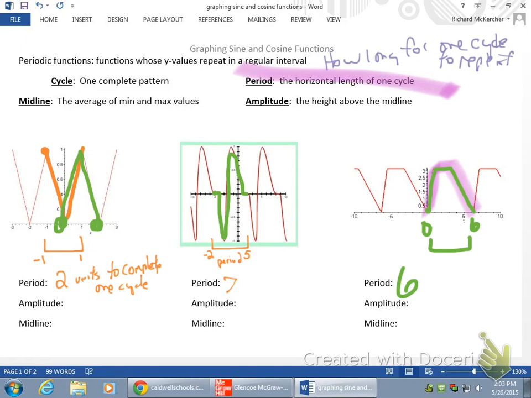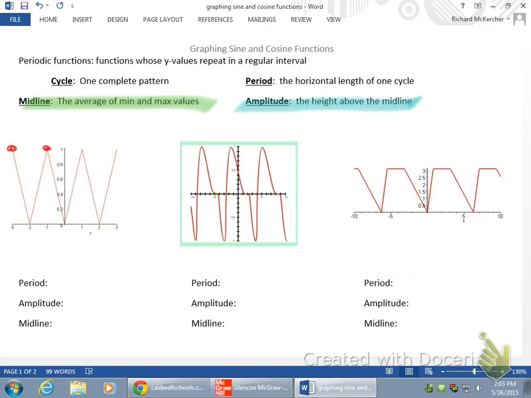Now we're going to look at amplitude. In order to talk about amplitude, I need to understand where the midline is. And the midline is going to be the average of the min and the max values. So as you can see, I've taken this first one, I want to determine where the maximum is and the minimum. And then I just find the average of those. So my midline is going to be at 1/2. And of course I can even draw that in.